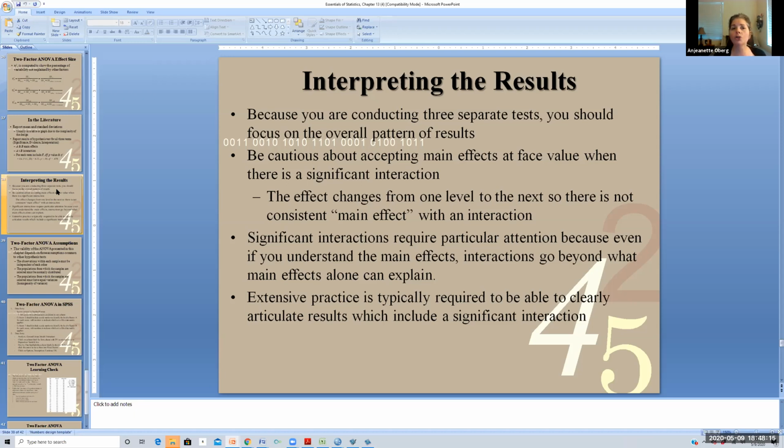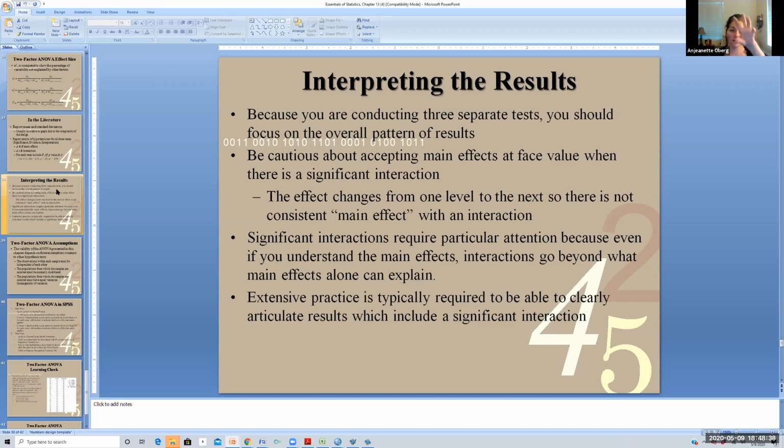So we don't want to put too much focus and emphasis on a significant main effect when the interaction is significant. Because remember, main effects look at the individual or isolated impact of that factor on the DV, but when it's showing that there's a significant interaction, well, now we're seeing it's not an independent effect.